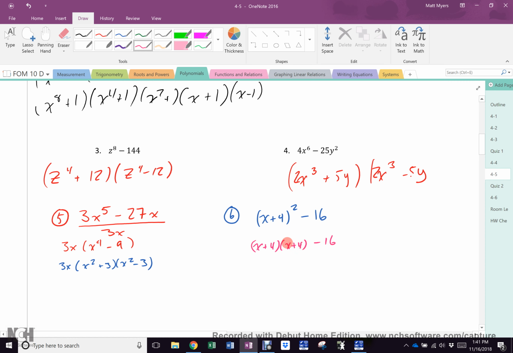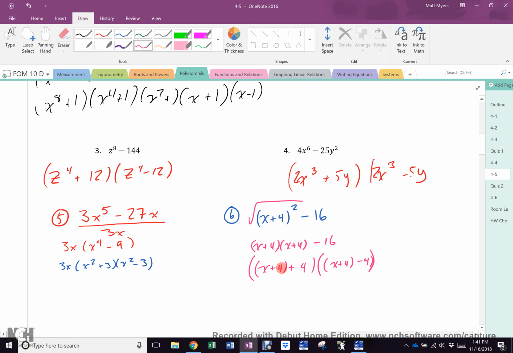And isn't x plus 4 times x plus 4, isn't that something squared? Well, isn't the square root of x squared x? So what must the square root of x plus 4 squared be? X plus 4. So isn't this x plus 4 plus what's the square root of 16? 4. And then what's in this side? X plus 4 minus 4.